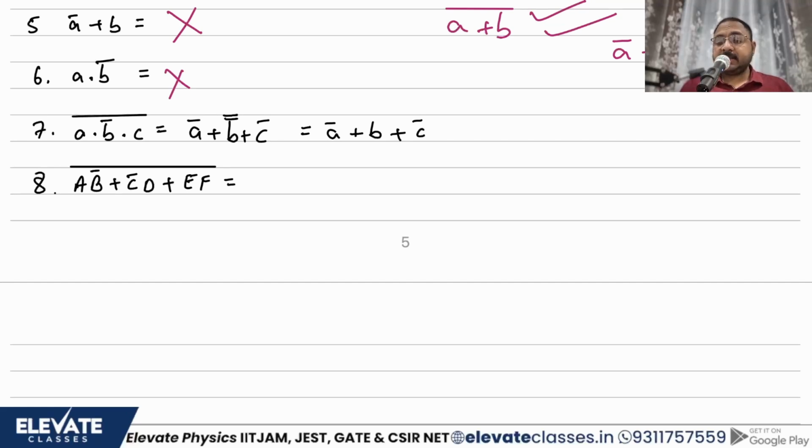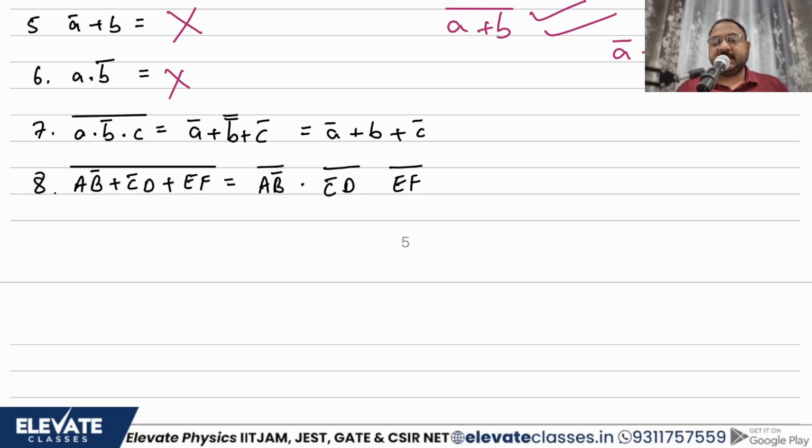So now let's come to the eighth one and see how to solve the eighth one. See, the eighth one might look very big and daunting, but it's very simple. First of all, let's apply De Morgan's. First step is let's apply De Morgan's. I see a complement operator which is joined, break it. So I'll have AB bar, I break this one. I have C bar D, I break this one. And I have EF and I break this one.